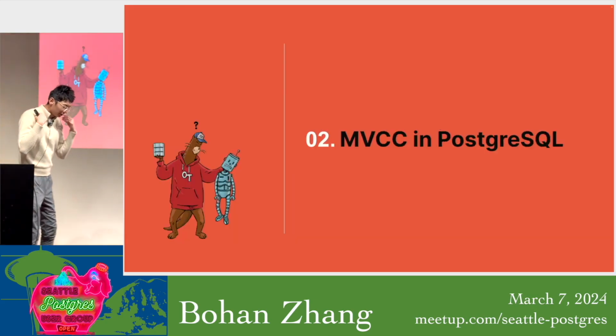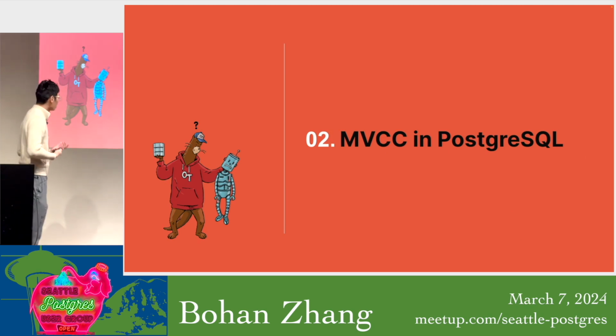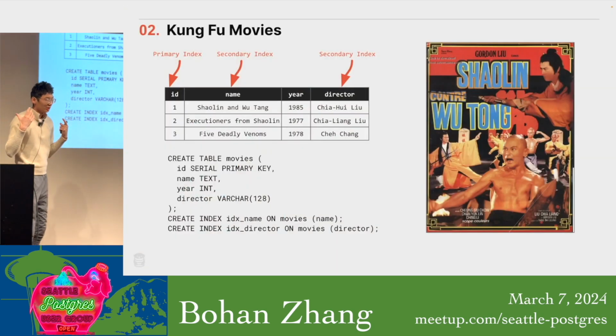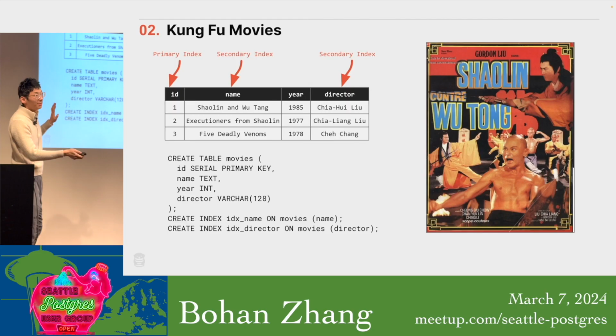So how is MVCC implemented in Postgres? We'll use a simple movie table as an example. So you can see there is a movie table with 3 rows and 4 columns. The first column is ID, the second one is name, then the year of the movie, and the director of the movie. We have 1 primary index on ID, and 2 secondary indexes on name and director. So yeah, this is the movie table.